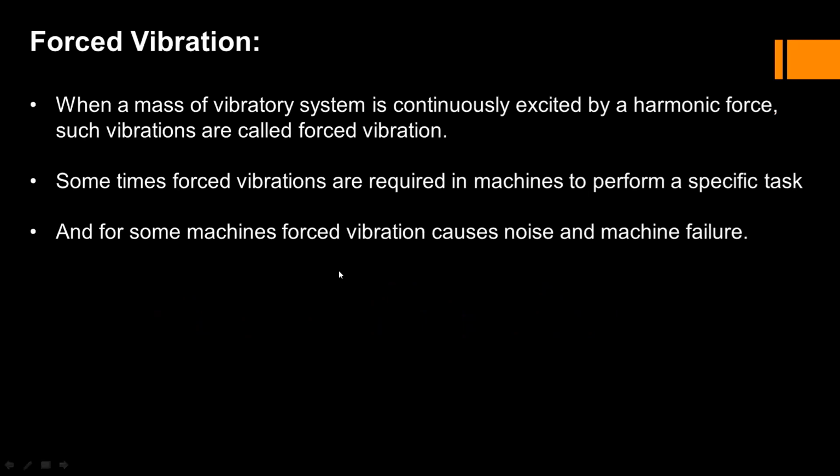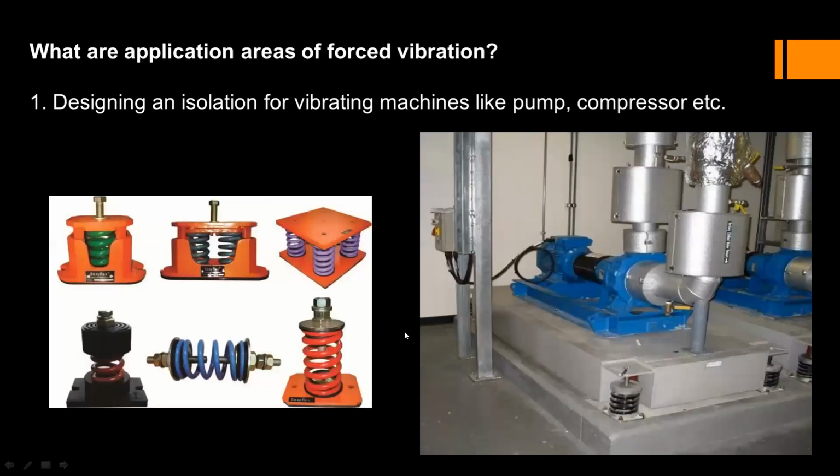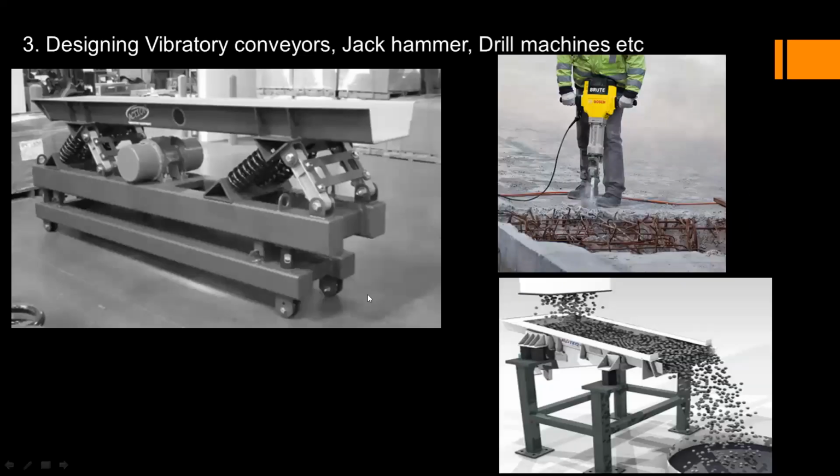So during the last lecture, we started with module number 5, that was forced vibration. We discussed the basic concepts of forced vibration. What is the meaning of forced vibration? Then how forced vibration is created and what are the application areas for forced vibration. So these are some applications of forced vibration in the suspension or the isolators, then shock absorbers of automobiles, then vibratory conveyors, jackhammers, drill machines.